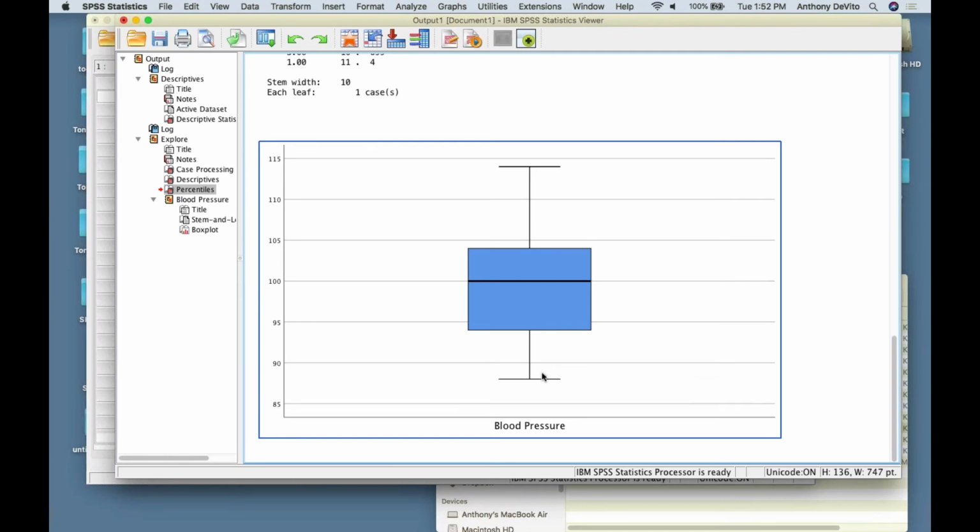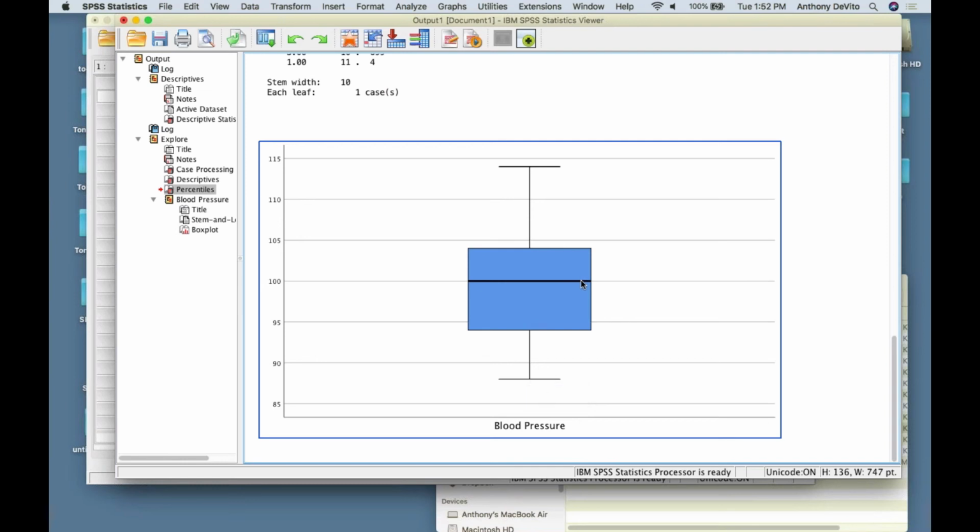Here's a little feather down here. We call that a feather. That's the lowest value. The feather at the top is the highest value. The bottom of the box represents the 25th percentile, and the top of the box represents the 75th percentile. So this blue area is our interquartile range. And this dark black line here, what do you think that is?